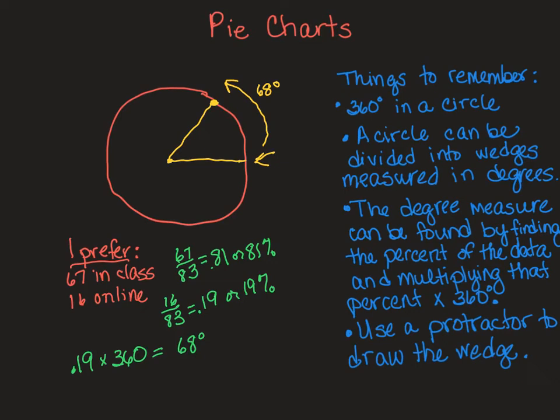So that is my percent there. That is 68 degrees, or about 19%. And in there I would mark this: this is online. And this is going to be the rest, and this is in class. And that is how I would make a pie chart or circle graph for that question.